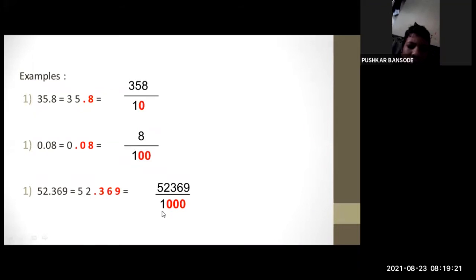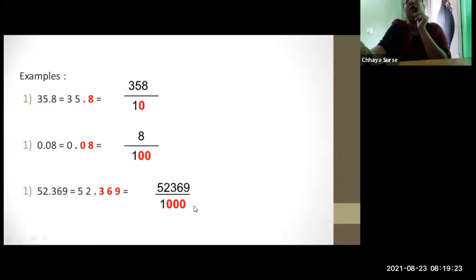In the denominator place, we wrote 1000. Why did we write the 1000? Because the decimal places are 3 digits. Clear?